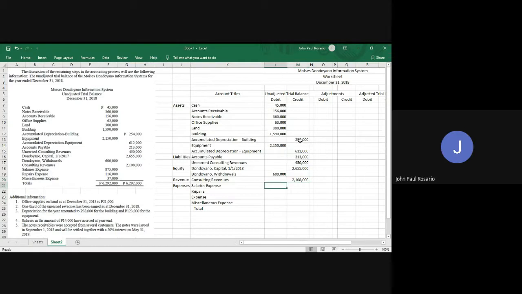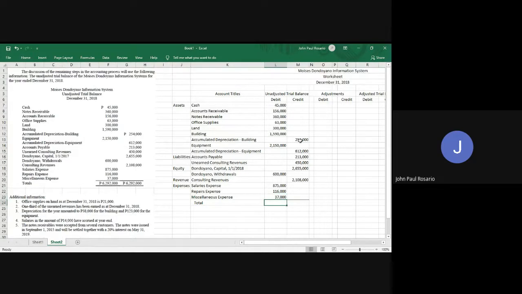Revenues are credited. Expenses dayon, i-debit na ni. No? Salaries expense. Ay, sa mali. Sorry. So, repairs expense. Okay, sorry. Salaries expense nga 875,000. Repairs expense nga 116,000 and miscellaneous expense na 37,000. Okay.